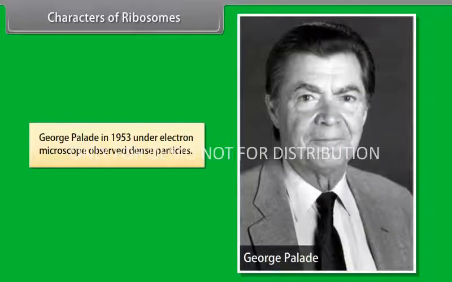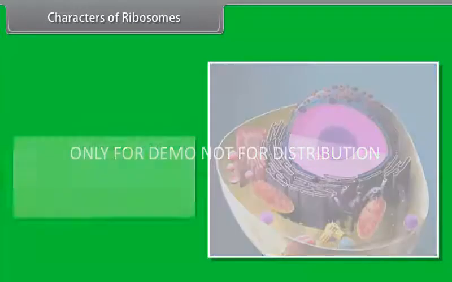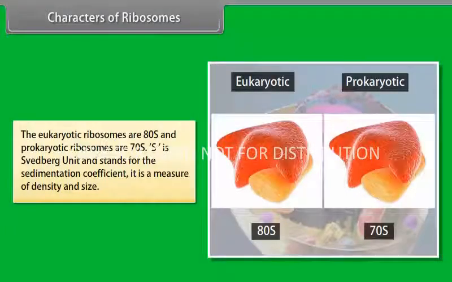Characters of ribosomes. George Palade in 1953 under electron microscope observed dense particles. Ribosomes are granular structure. Ribosomes are made of ribonucleic acid RNA and proteins. They are not membrane bound. The eukaryotic ribosomes are 80S and prokaryotic ribosomes are 70S. S is Swedberg unit and stands for the sedimentation coefficient. It is a measure of density and size.